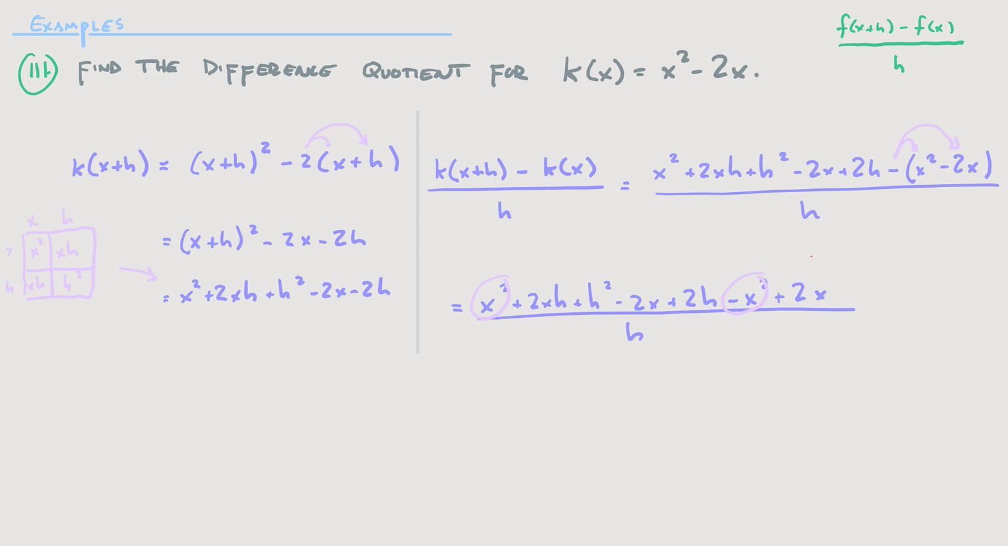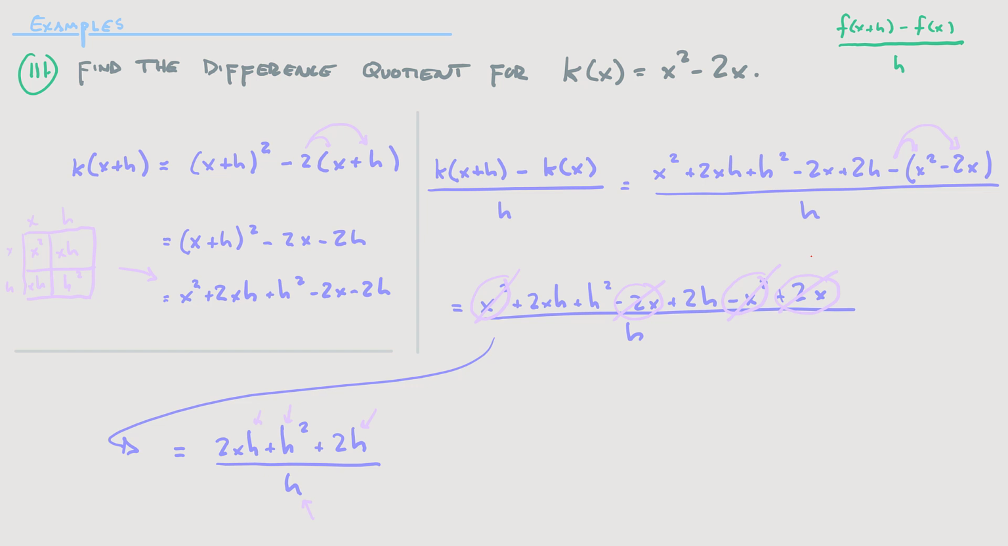So these x squareds here, you've got x squared and you've got a negative x squared, so those cancel. Here you've got a negative 2x and a positive 2x. Okay, so those cancel. And then what's left are things that only have an h in it, and because of that, that means that we can actually simplify everything by a factor of h, which means 2xh just becomes 2x, h squared just becomes h, and 2h becomes 2, and our denominator becomes the number 1.